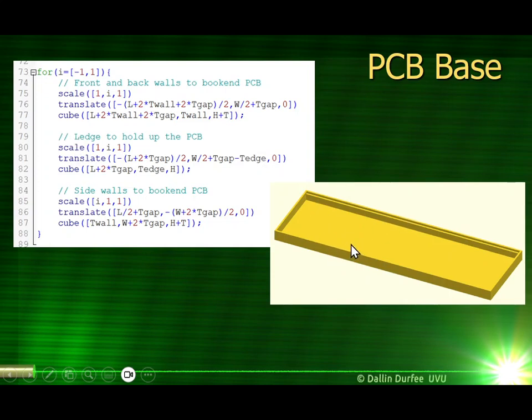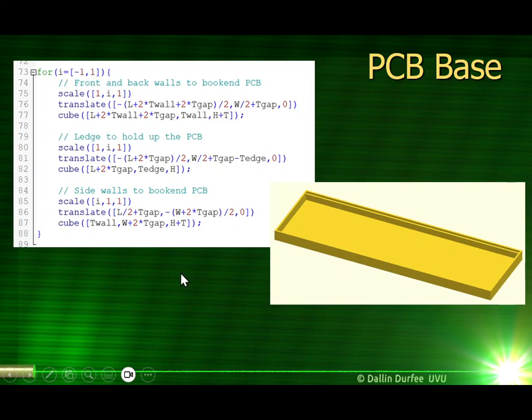And then I want a ledge to hold the printed circuit board, so I have another cube on either side that's a little shorter that the circuit board can sit on top of. And I've got sides to bookend the circuit board, and I do a little loop to make a wall and translate it, right? So I make a cube, I translate it to the side, and then I scale it. So when I is equal to minus 1, it'll scale the X dimension and flip it over here. When it's equal to plus 1, it just scales it by 1 and doesn't move it.